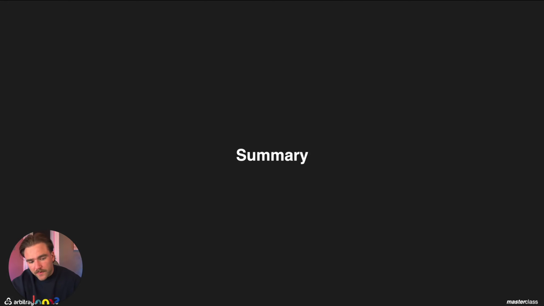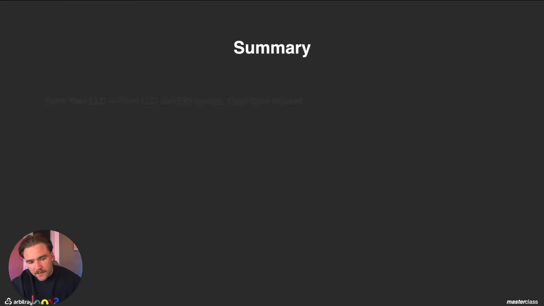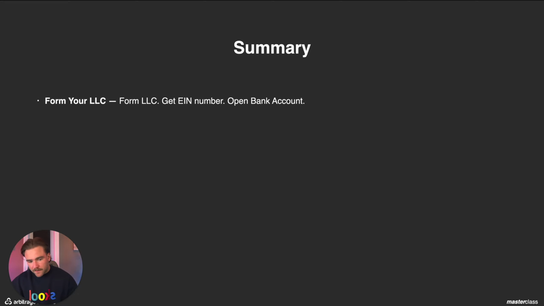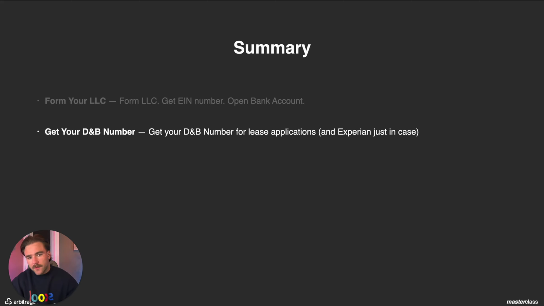Lastly, we're going to tie this up with a summary of what we discussed over this past 40 minutes or so. Step one, you form your LLC, you get your EIN number, you open up a bank account. If you're in the US, you use LegalZoom. If you're in Canada, you use Taylor Brand. You get your EIN. You open up a bank account. You're officially in business. You get your D&B number for lease applications, and Experian just in case, which takes a minute. Now, when they send the application through, you put your DUNS number on it, and your credit check clears.